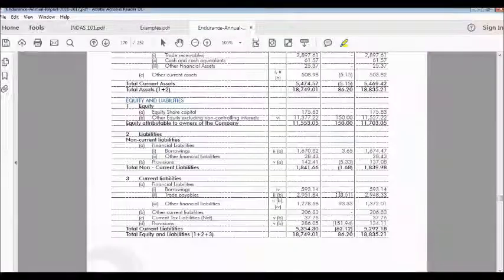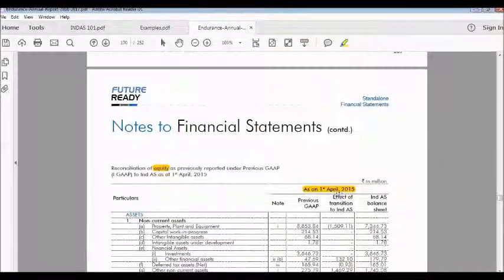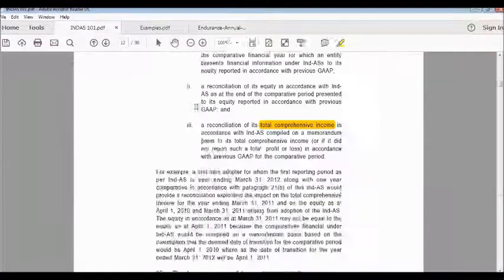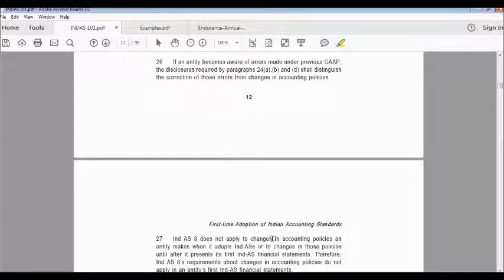The link of this Endurance balance sheet is also in the description. You can check it out. So this covers all the important things regarding Ind AS 101, which is the first-time adoption of Indian Accounting Standards. So that was Ind AS 101.